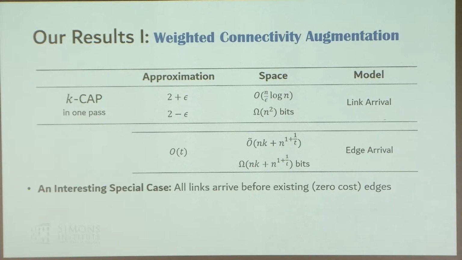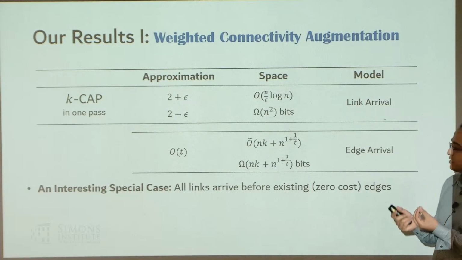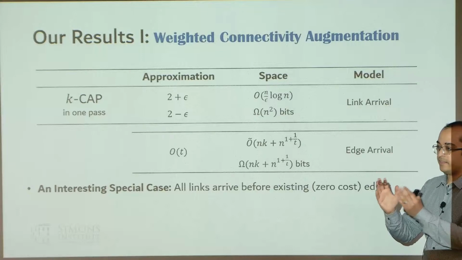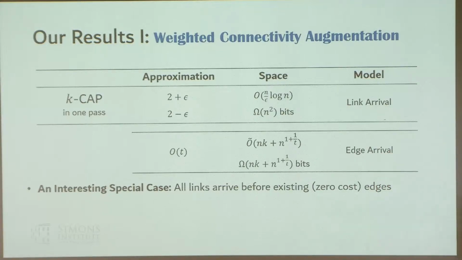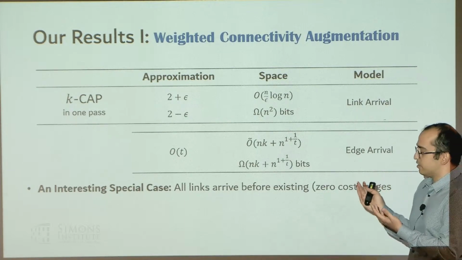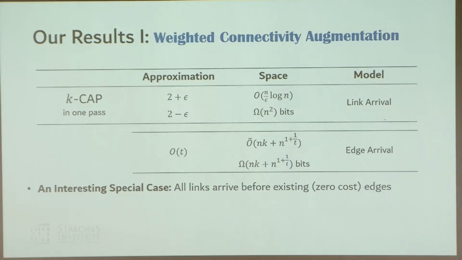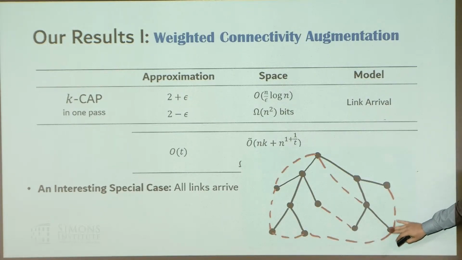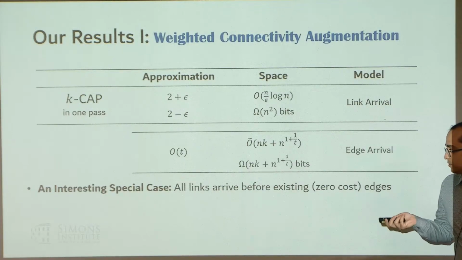I just want to emphasize that in the edge arrival setting for connectivity augmentation, one interesting special case is when you first see all links, and then you see the underlying graph that you want to increase the connectivity of. Once you see the links, you should be able to find some sparsifier so that later on you can use it to increase the connectivity for any given graph. Assume that you first see the orange links and then see what graph you need to augment the connectivity for. That's an interesting case.